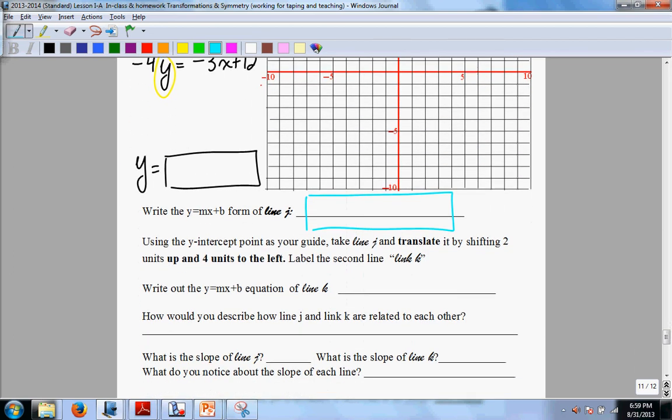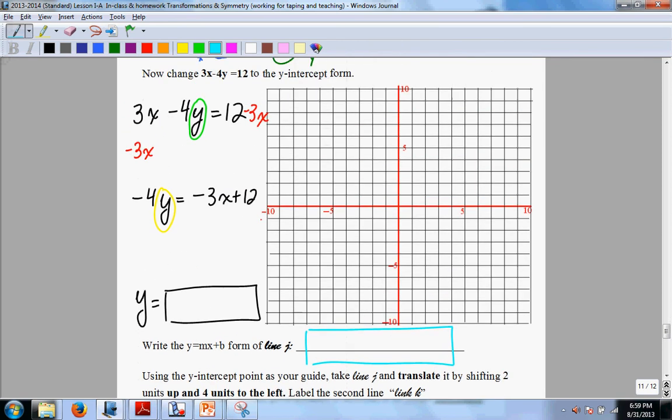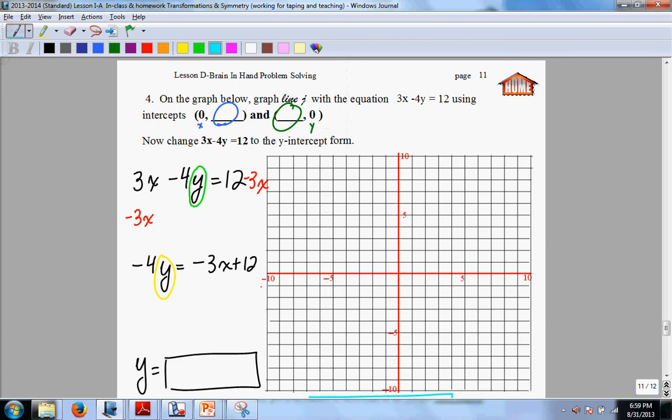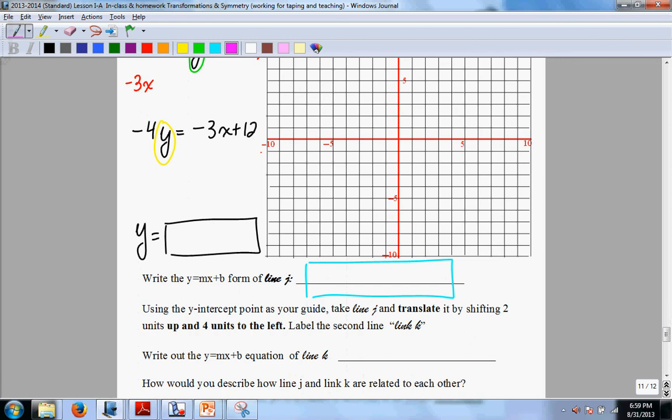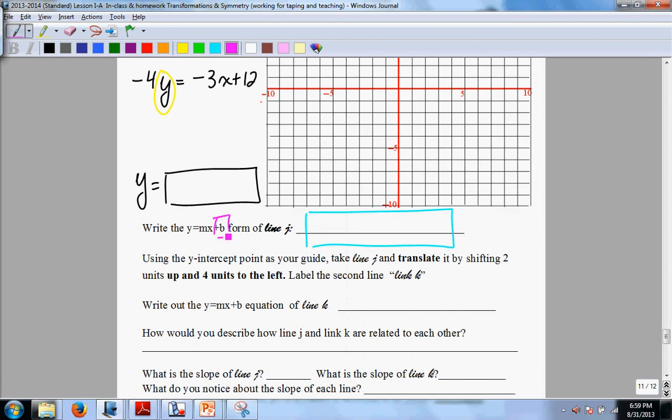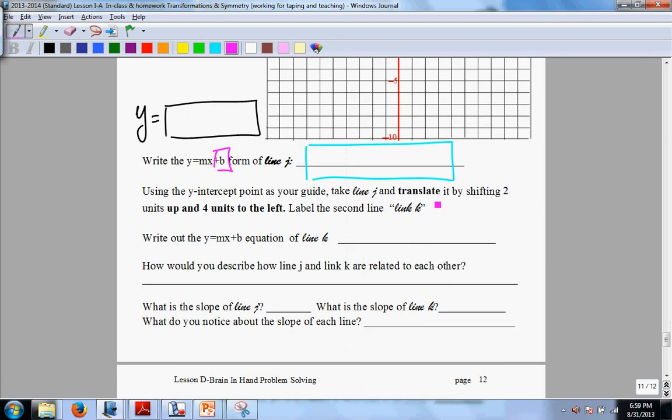Then it says, using the y-intercept point as your guide, that means you take this point here, the y-intercept point, which is this point right here, that coordinate. It's also, when you do y equals mx plus b, your b, which is the same thing. Take that point and shift it 2 units up and 4 units to the left. And then I'd like you to graph the second line.